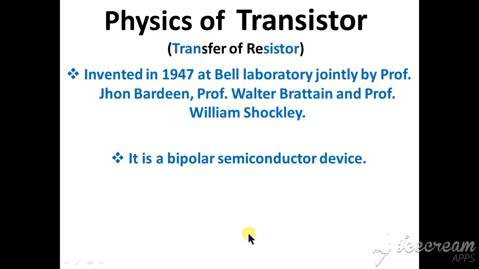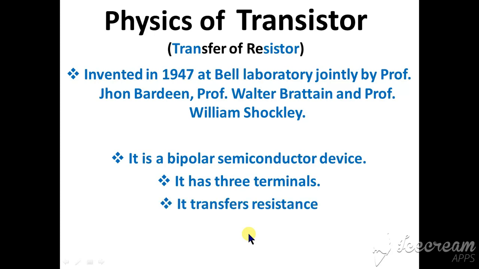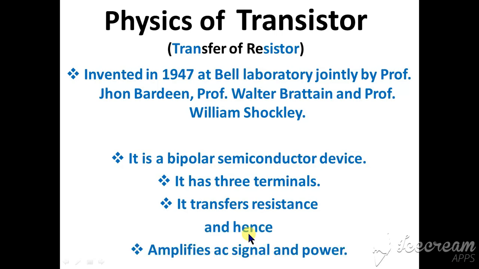Shockley. It is a bipolar semiconductor device based on the motion of both electrons and holes, and it has three terminals named emitter, base, and collector. The significant property of this transistor is that it transfers its resistance from one PN junction to another PN junction, and hence it amplifies AC signal and power.